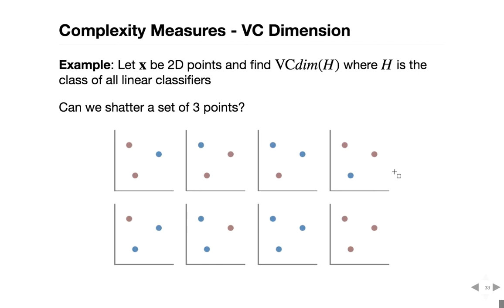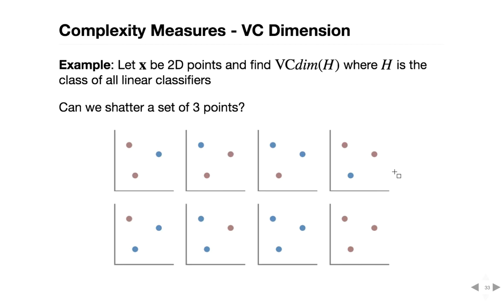Okay, another example. Let's say that X is again the set of 2D points, and you want to find the VC dimension of H, where H is the set of all linear classifiers. So this is something like logistic regression or SVM with a linear kernel. And so here, let's see if we can shatter sets of 3 points, and because there's only 3, there's only 8 possible dichotomies, and so I can show them all to you on the screen.